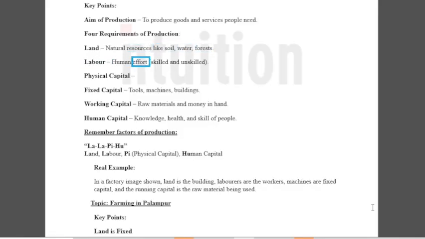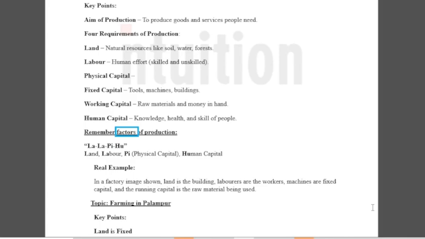Labor is human effort, skilled and unskilled. Physical capital: fixed capital, tools, machines, buildings. Working capital: raw materials and money in hand. Human capital: knowledge, health, and skill of people.